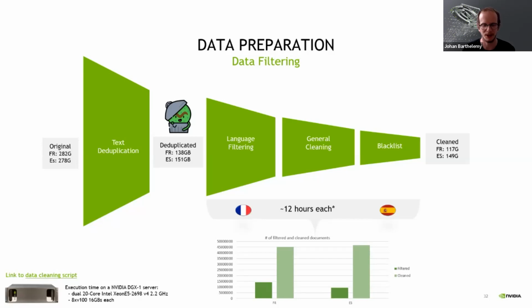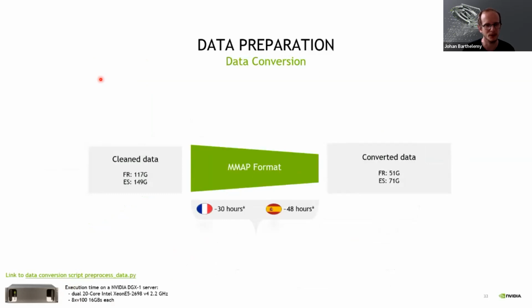At the end of the day, we could get a data set that is clean, and French, it's 117 GB, and Spanish, 149 GB. That cleaning process, so we provide some script to do that on the website. It took roughly 12 hours per language, and that was done using the DGX server. So that task was mostly CPU intensive. So we've got the clean data.